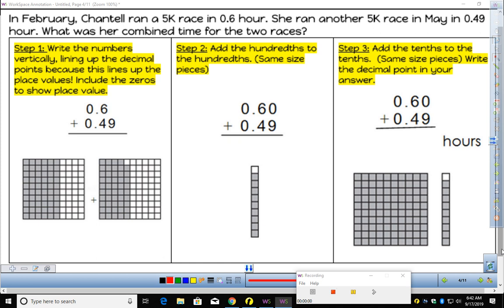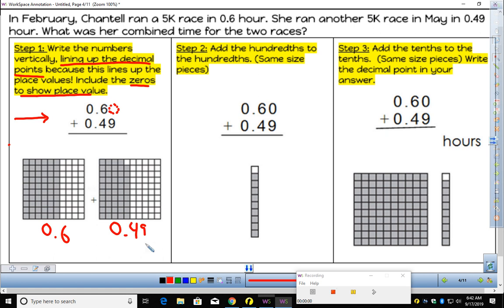What we're looking at right at the top of the screen is a story problem, where we're looking to add 6 tenths and 49 hundredths. The first step is that I want to write both numbers vertically, and this is the important part, lining up the decimal points. If need be, you could include zeros to show place value, so you might add that 0 there. That's step 1. Down here in a picture model, here I have 6 tenths, and here I have 49 hundredths.